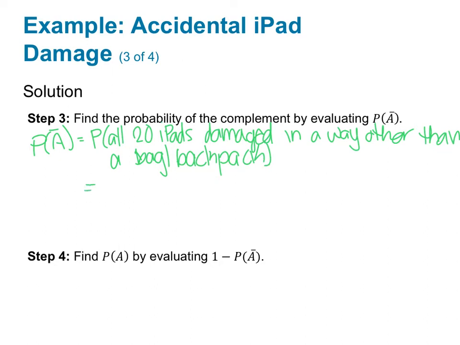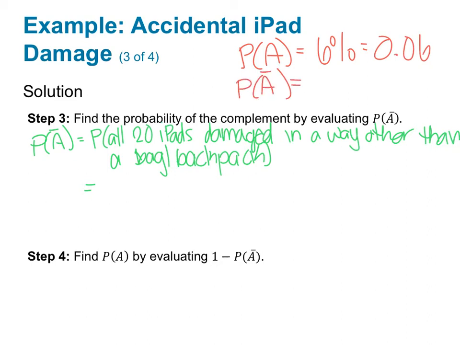Okay, so we know that the probability of getting damaged in a bag or a backpack, it told us, is 6%. So I'm going to come over here and just make some notes for us. We know the probability of getting damaged is 6% or 0.06. So then the probability of not getting damaged in a bag or a backpack would be 1 minus 0.06, or 0.94. So we're going to be using that as we find our answer.